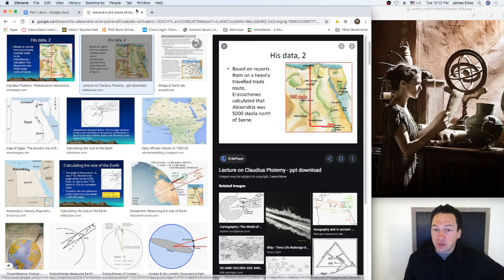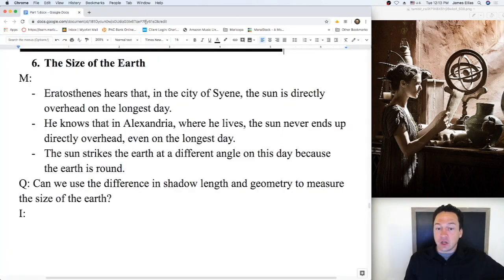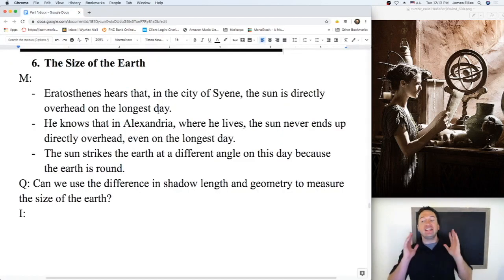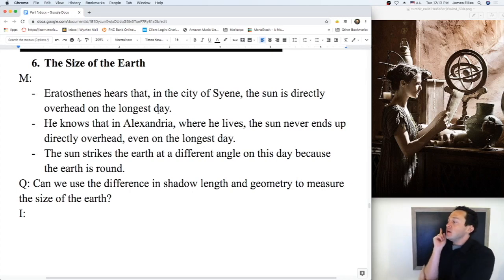And so here's what Eratosthenes heard. He heard that on the longest day, the sun is directly overhead in Syene. Okay, that means that there are no shadows. That's what people thought was really interesting. On the longest day in this city, the sun is directly overhead, so there are no shadows at noon on the longest day.